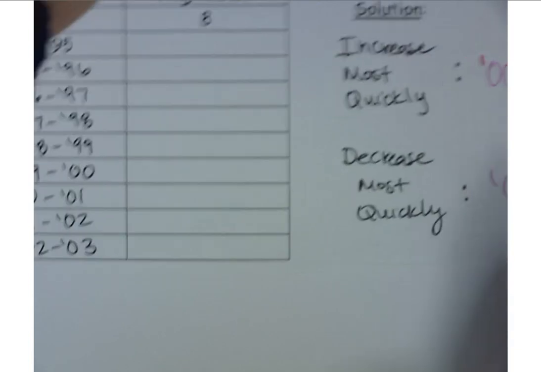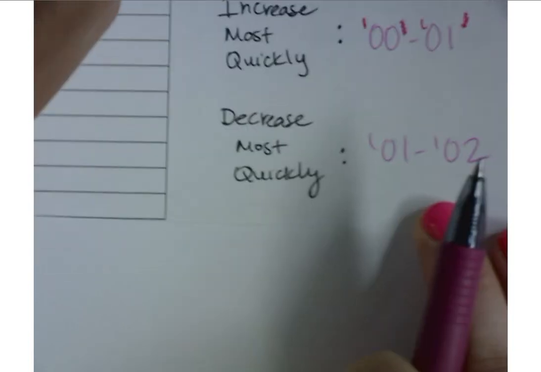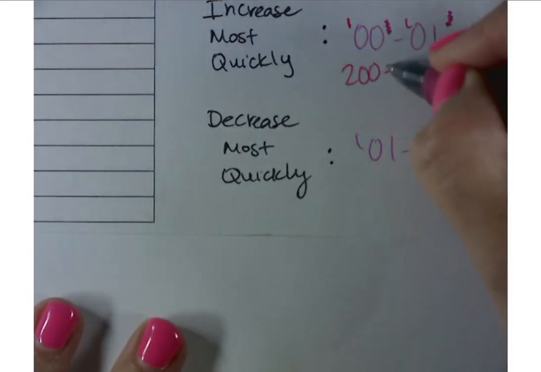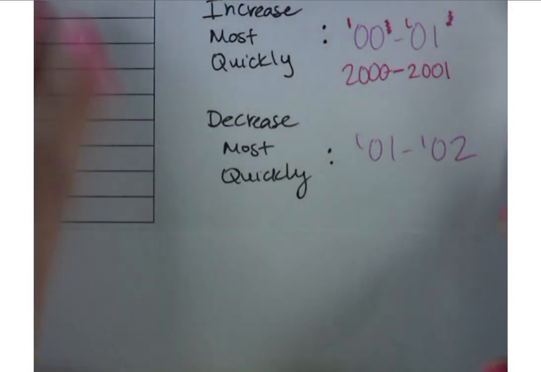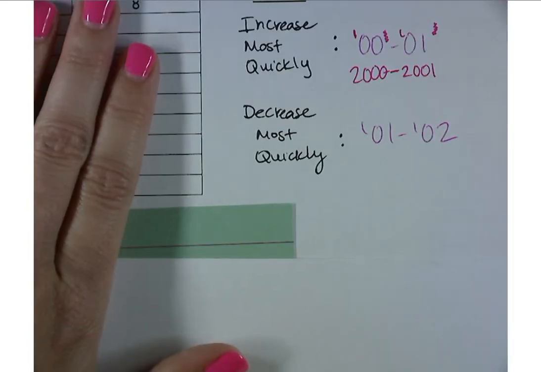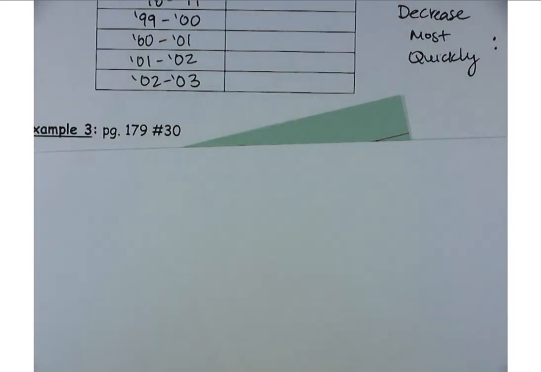So increase most quickly and the decrease most quickly. So 2000 to 2001. And then 01 to 02. All right, and then we're going to look at example 3 on page 179 and number 30. And I'll give you a few seconds to read over that.